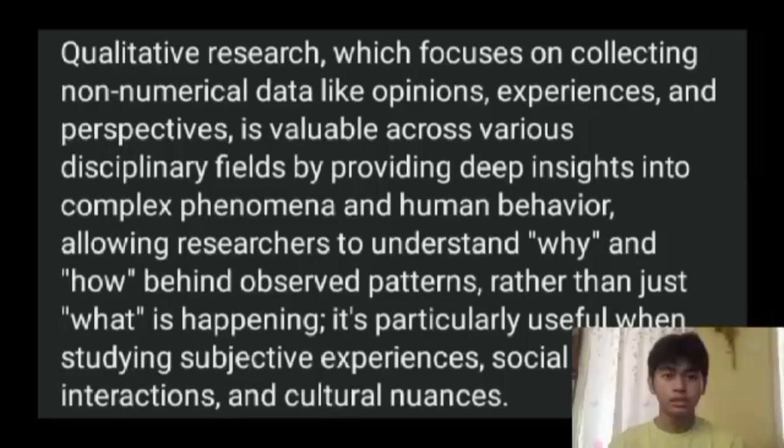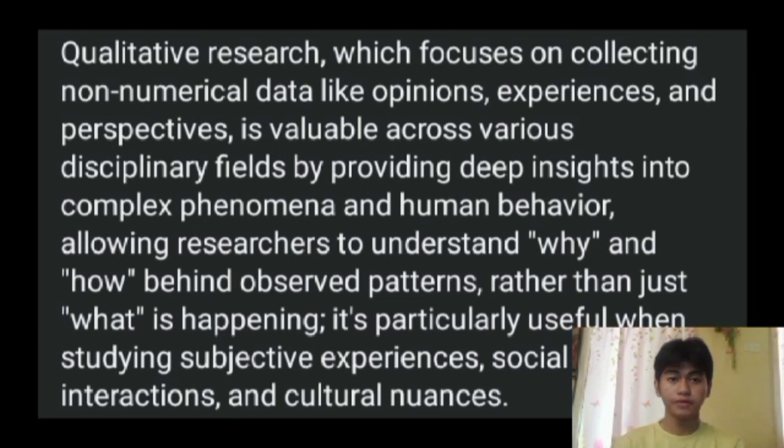So, I am going to introduce you to the topic of designing qualitative research in disciplinary fields. But before we proceed, our objective in this discussion is to have deep insights into the value and the importance of qualitative research in disciplinary fields. Now, to begin with, let us answer the question: what is qualitative research?